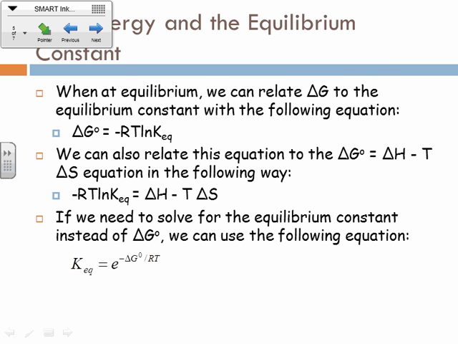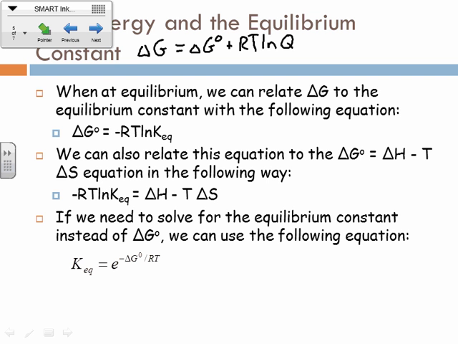All right, when in equilibrium, we can actually relate delta G to the equilibrium constant. So here's the equation we're going to use for that. Delta G 0 is equal to negative RT ln KEQ. Here's how that gets derived. If we have delta G equals delta G 0 plus RT ln Q, at equilibrium, what happens to Q? Q is equal to K at equilibrium, right?